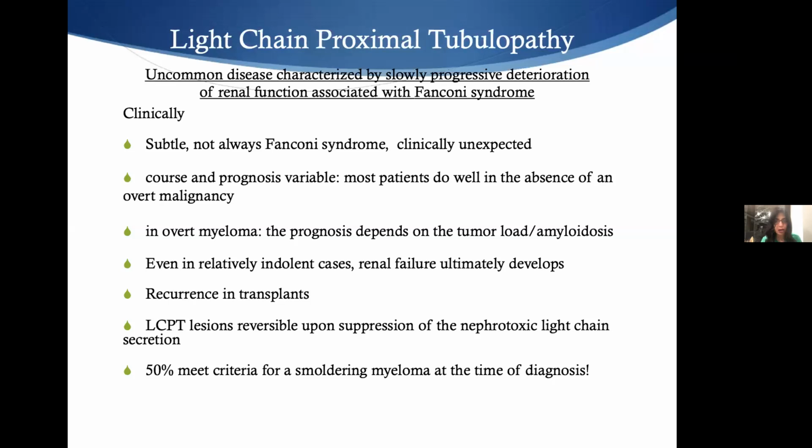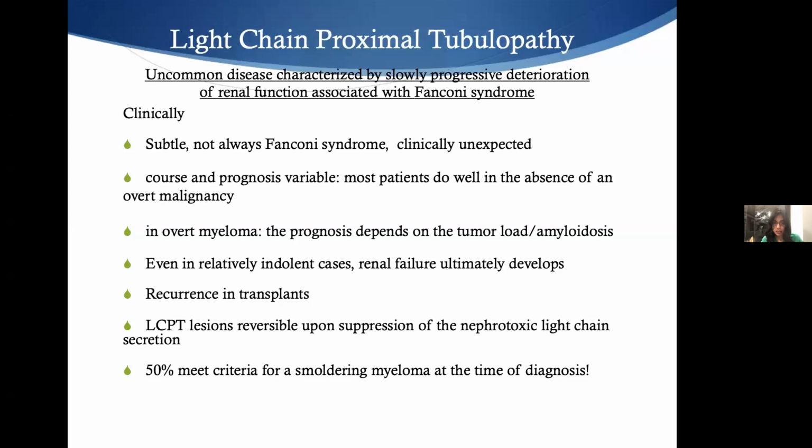These are usually, again, your hypertensive, your diabetic patients who have any form of other systemic disease, and you're having a slowly progressive course of rising serum creatinine. Their course and prognosis is variable. However, most patients at the end will develop renal failure. But the overall mortality of the patient is better if they don't have an overt underlying malignancy, if they don't have a multiple myeloma or a B-cell lymphoma. But if they have overt myeloma, of course, the prognosis all depends on the underlying malignancy.